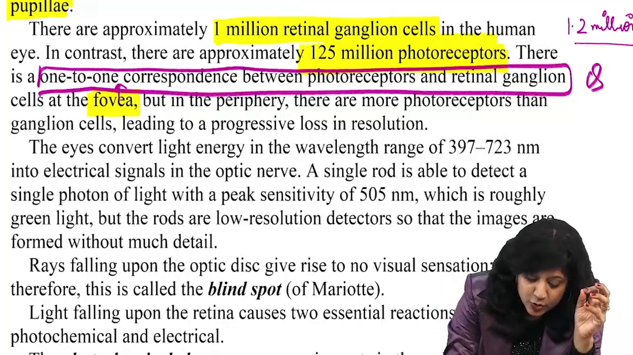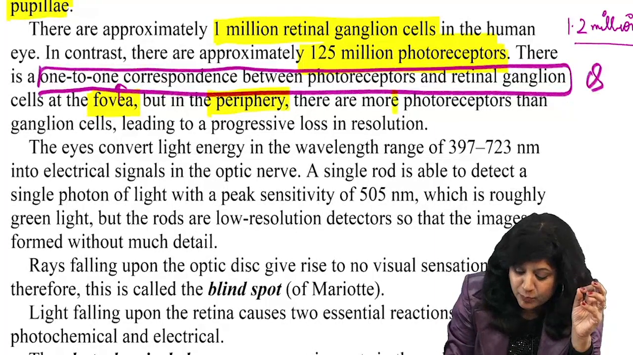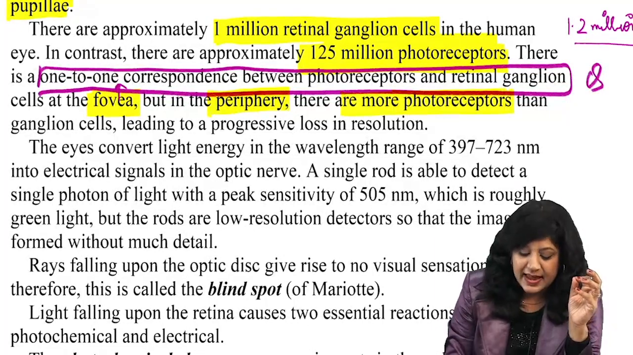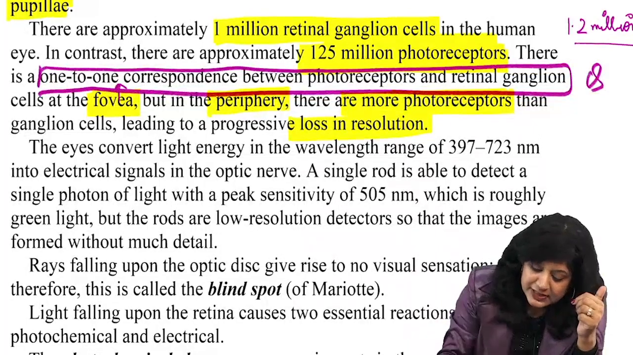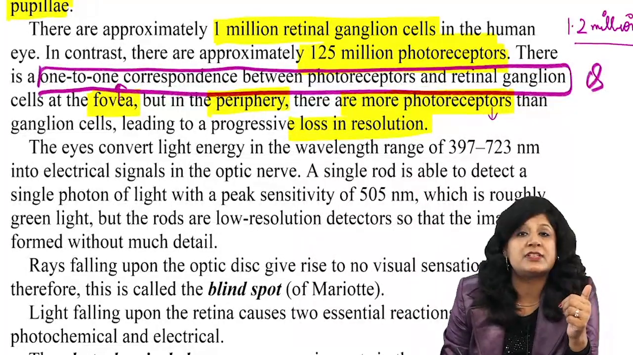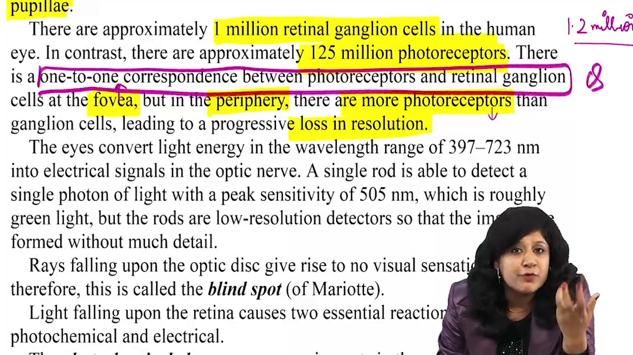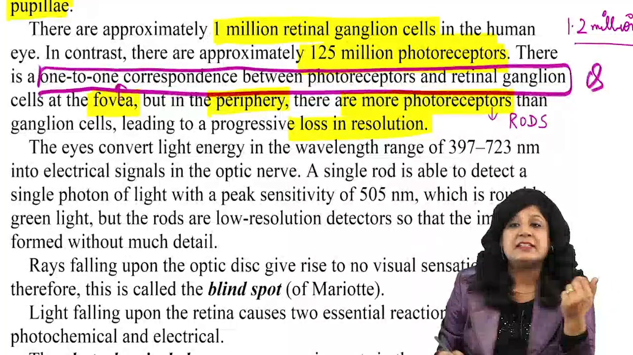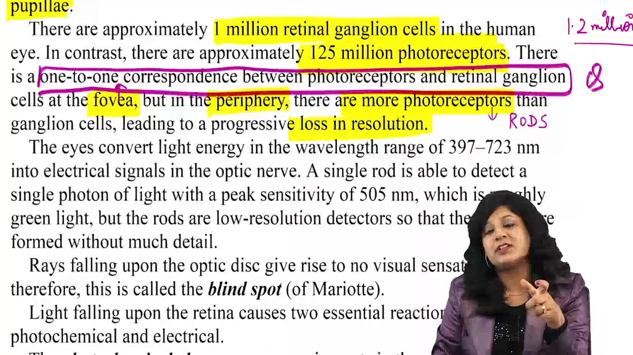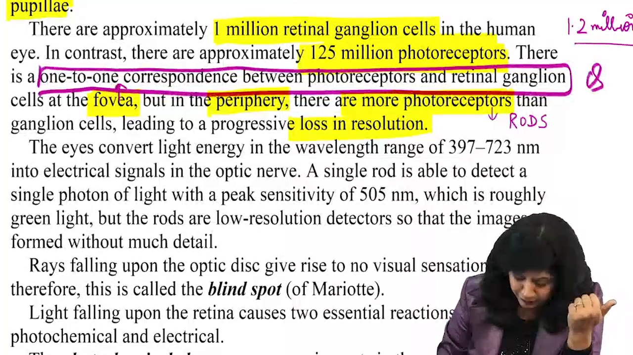But as you go towards the periphery, we have more photoreceptors and therefore there will be loss in resolution. Now specifically speaking, the more photoreceptors in the periphery are not just photoreceptors, they are the rods, because cones are more in the central area, in the central fundus. So I will say rods are more in the periphery.